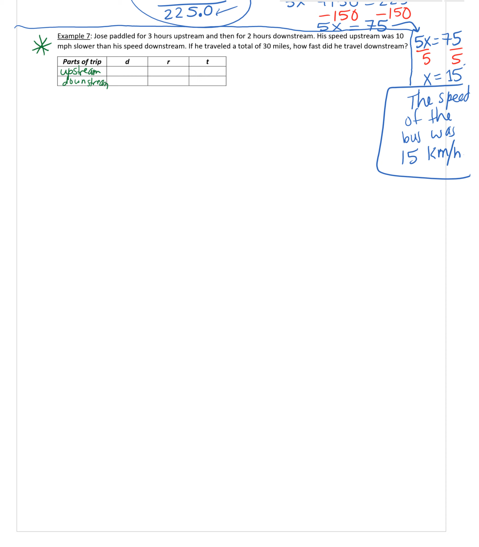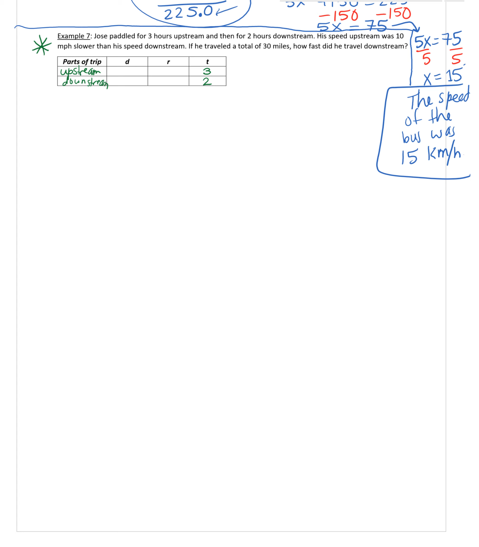If you remember, the first step was to look through the problem and see if one of the three is just straight up given to you. Did they just give us both distances, or did they give us both rates, or did they give us both times? Let's see, paddled for 3 hours upstream and then 2 hours downstream. Those are times, right? Hours. So 3 hours upstream, 2 hours downstream. So that's my second step, is to fill in just what was given.